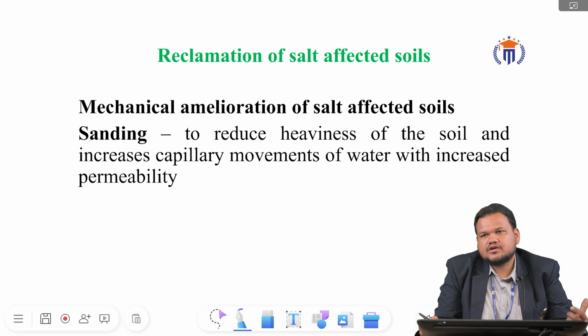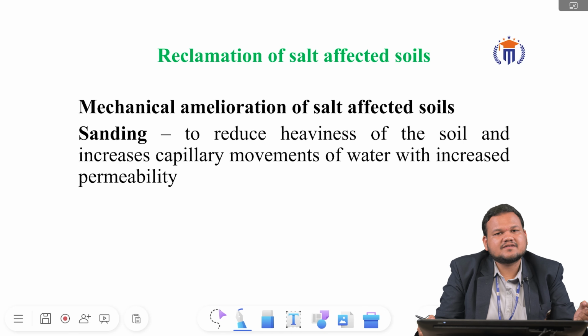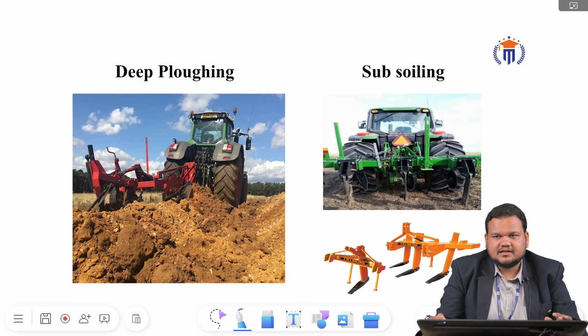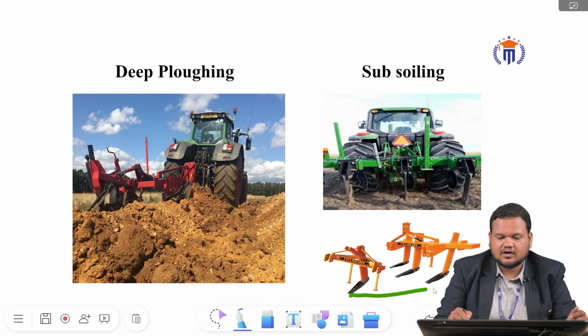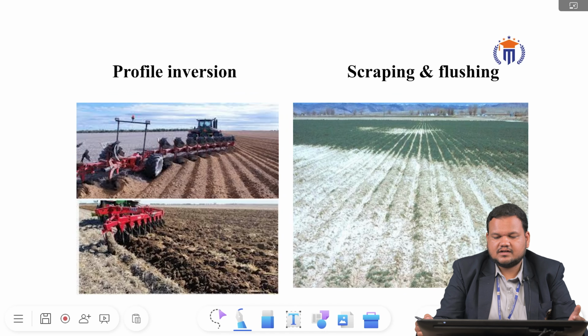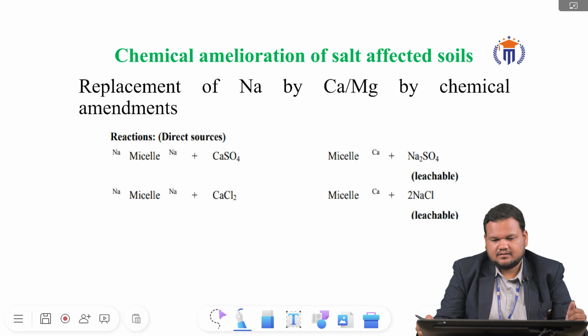Next is your reclamation of salt affected soils, particularly this sanding. Which means in case of your alkali soil, there is more amount of clay particles present. So these fine particles, if you are mixing with coarse particles, will increase the permeability and also the capillarity of a particular soil. And these are the techniques which we can follow: deep ploughing, subsoiling to remove the shallow subsurface hard pan, and also the profile inversion, the scraping to remove the layers that are formed on the surface and also in the subsurface.